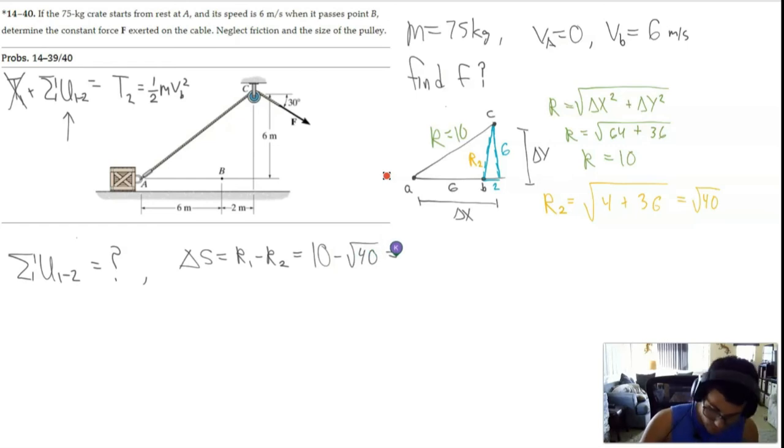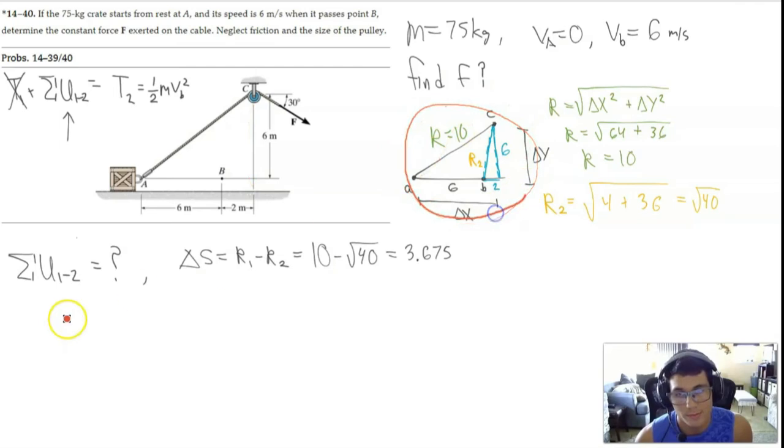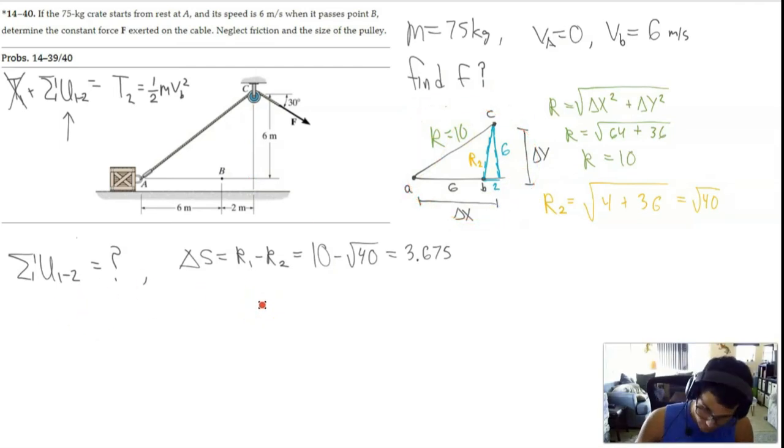Okay, and now you can type this in your calculator. 10 minus square root 40. That is 3.675. Okay, now this part, you need to kind of think about it, right? Like I said, we had this big triangle at rest. And then when a force gets pulled on it, everything moves. So then it kind of shifts into that smaller triangle. That's why I made an emphasis on this a little bit earlier. Okay, so we have our change in S.